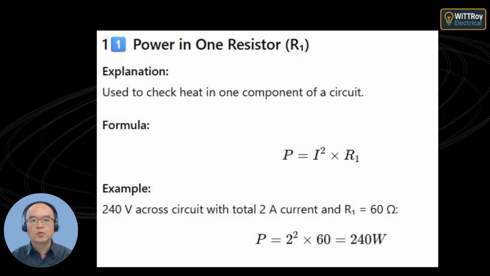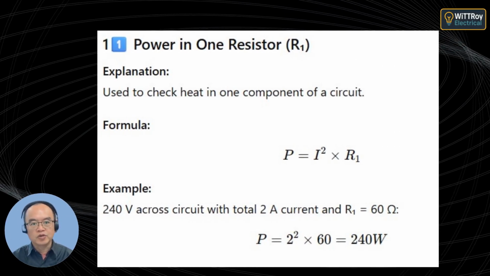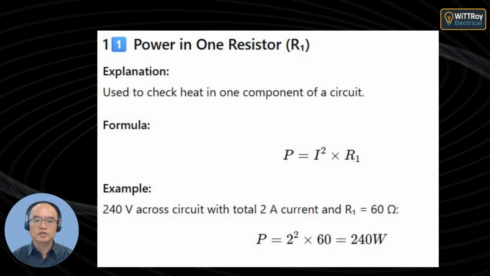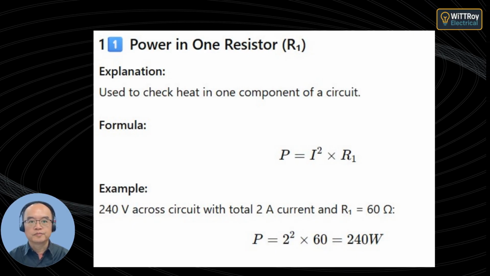To find power in one part of a circuit, use P equals I squared times R. If a 2 amp current passes through a 60 ohm resistor, power is 240 watts. It's an important step when checking heat or overload risk.